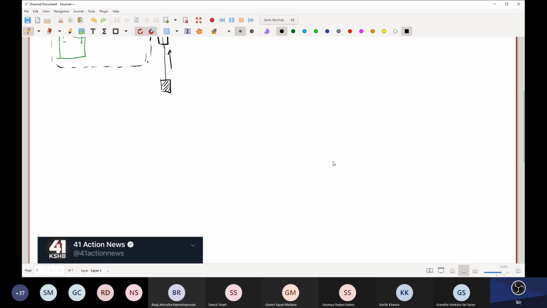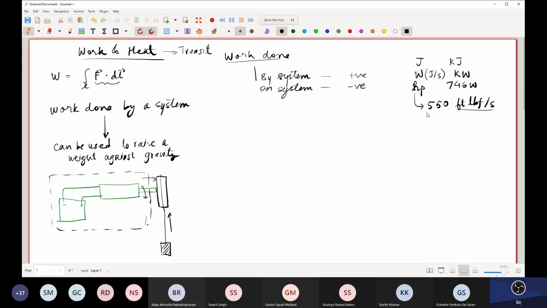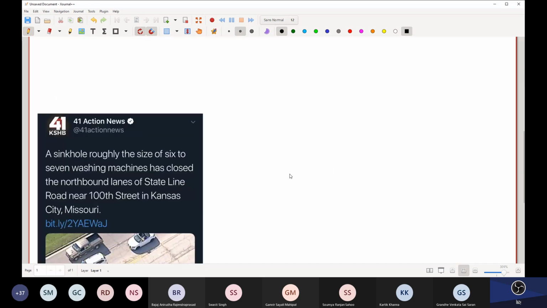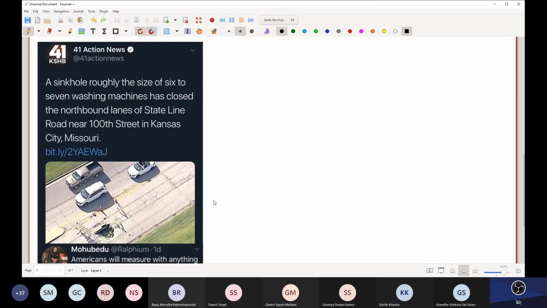So Americans, whenever you're dealing with American textbooks or something, you will find such foot-pound force per second. I mean, it's very, very weird and obscure units. But yeah, this is what the thing has boiled down to.